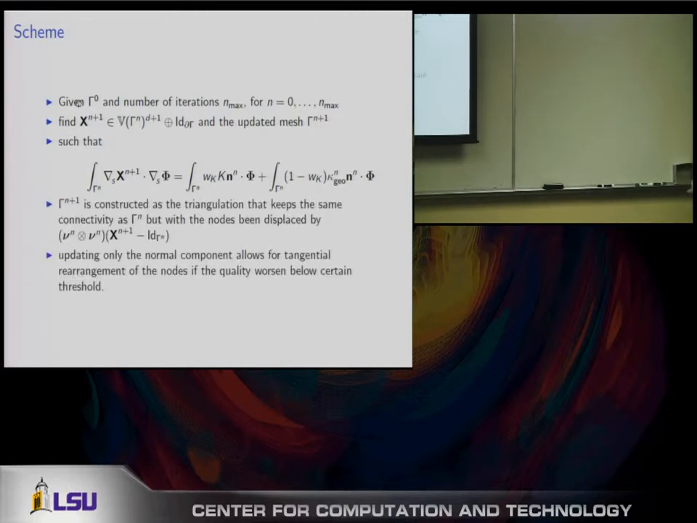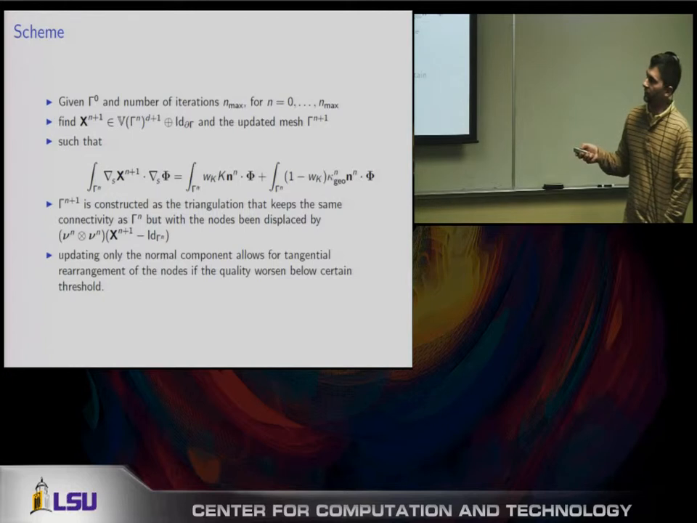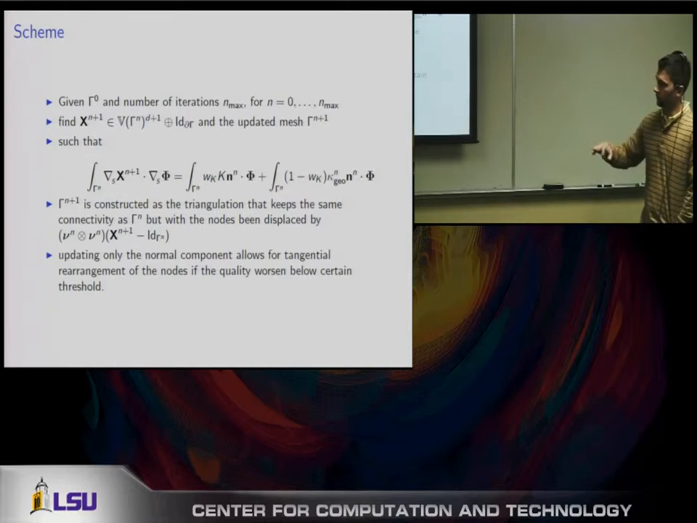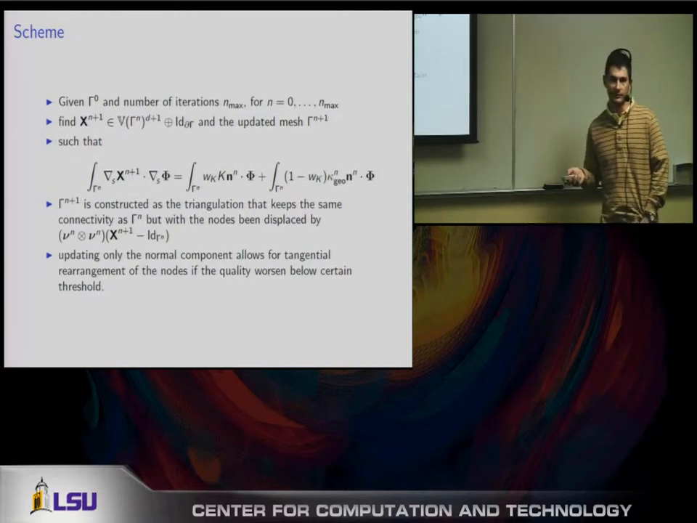And this is just a technical detail: for constructing gamma n plus 1, what we do is we actually take the normal component, because if we do this, we can also take care of the tangential components through some node rearrangement routine if that becomes necessary.